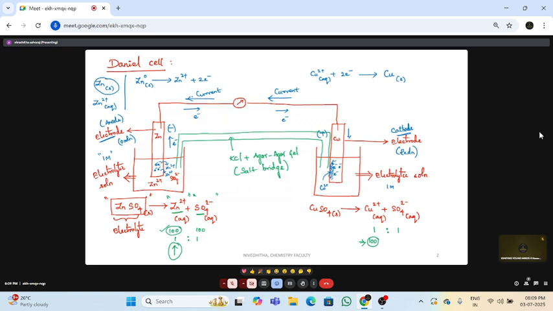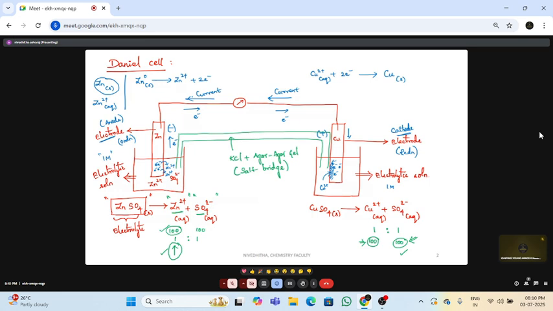Initially, Cu2+ ions are 100 and SO4 2- ions are also 100. They were neutral. But during this reduction process, Cu2+ ions inside the solution are decreasing, because of which the anion count is relatively increased, right? So here also neutrality was disturbed. So in zinc sulfate solution, cations were increasing, and in copper sulfate solution, anions were increasing, because of which neutrality was disturbed. Okay, now here comes the role of the salt bridge.